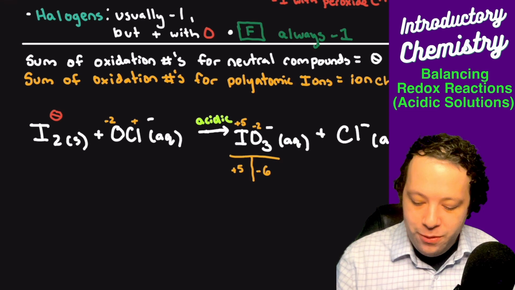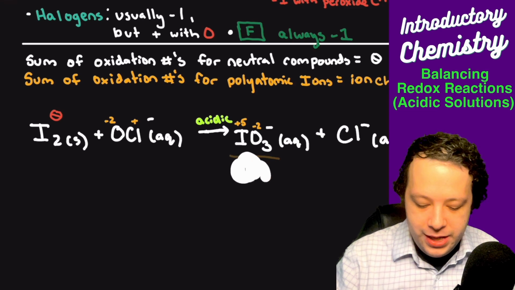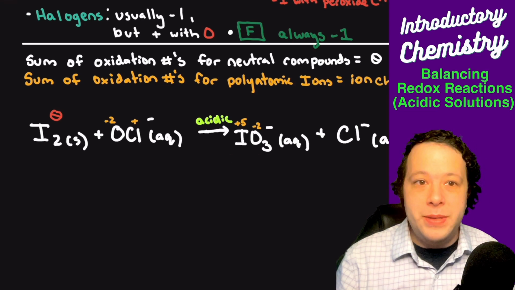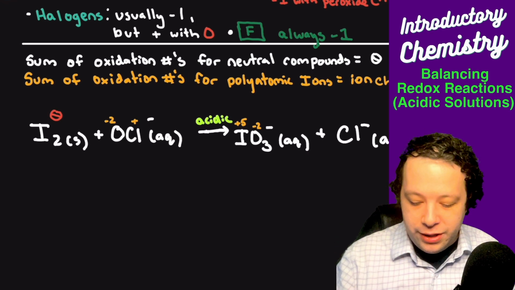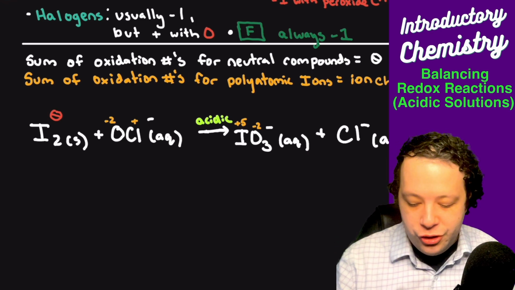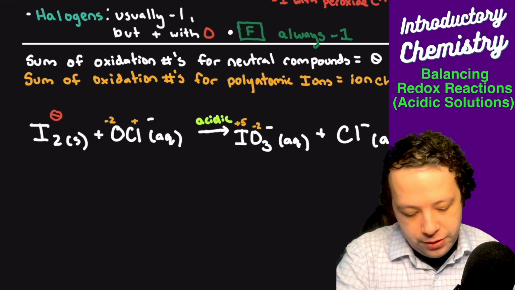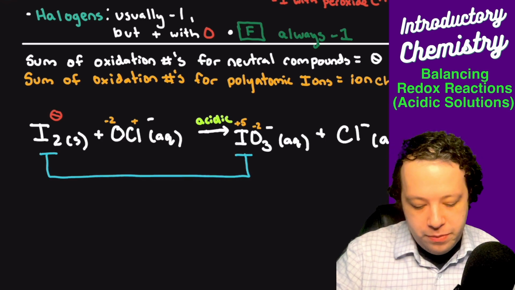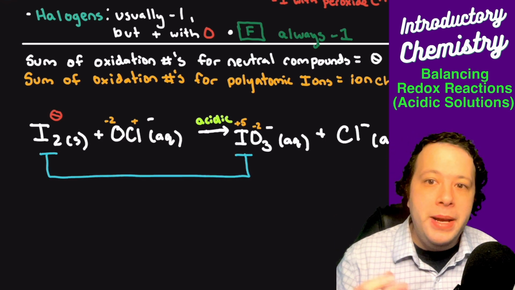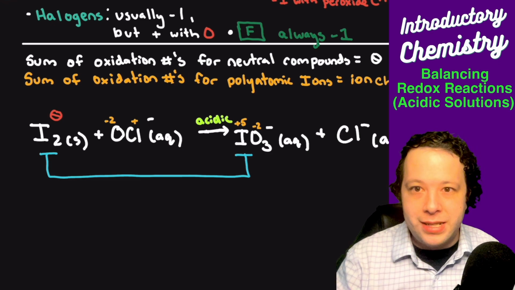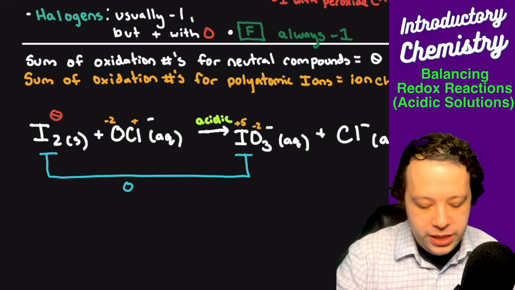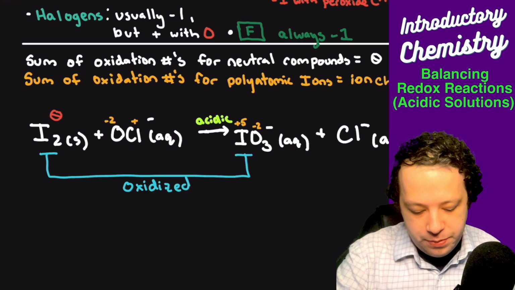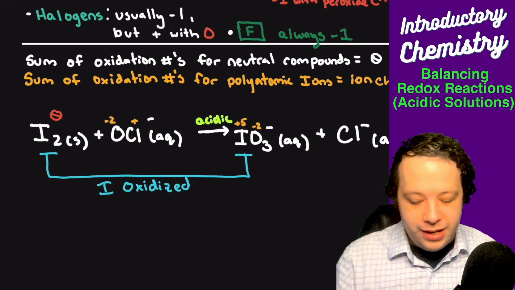Now we can try to label which elements are getting oxidized and which are getting reduced. So we're looking for anything that's changing values. When we look, we can see the iodines go from 0 to +5, meaning it's becoming more positive. That means it is losing electrons, so that is being oxidized. Specifically, iodine is being oxidized.